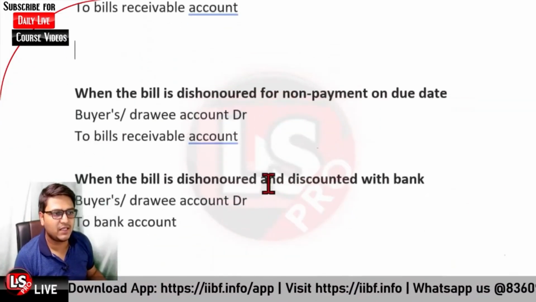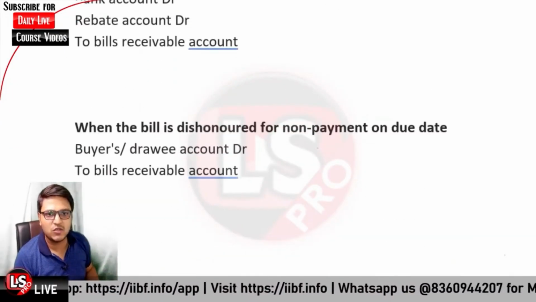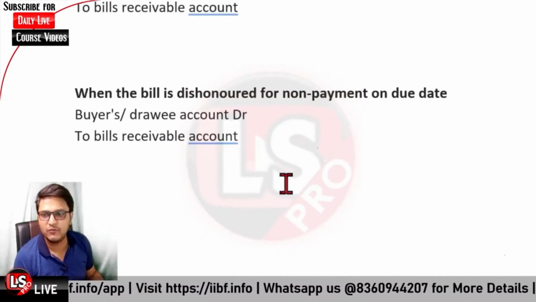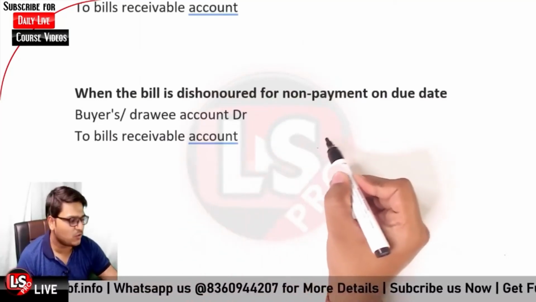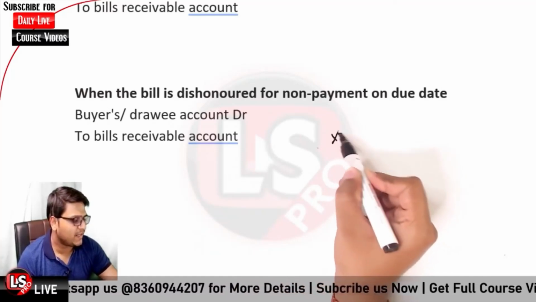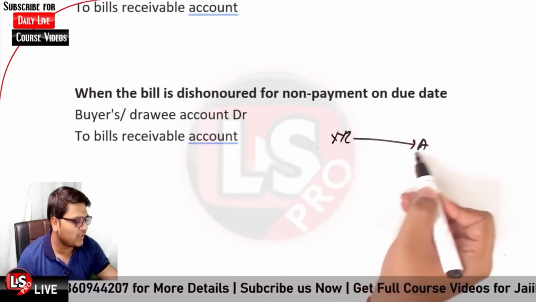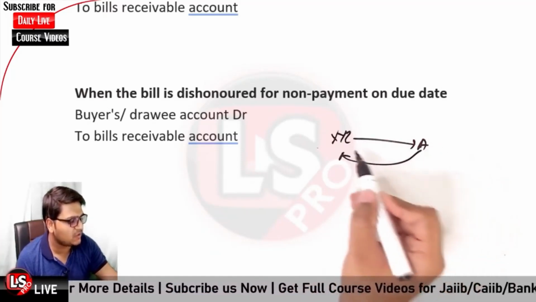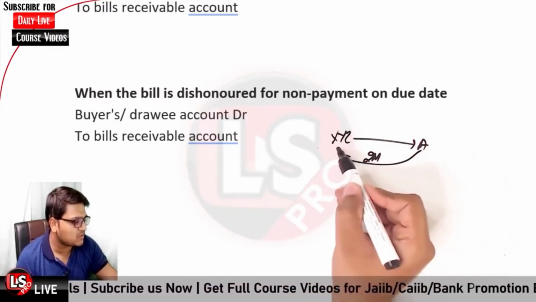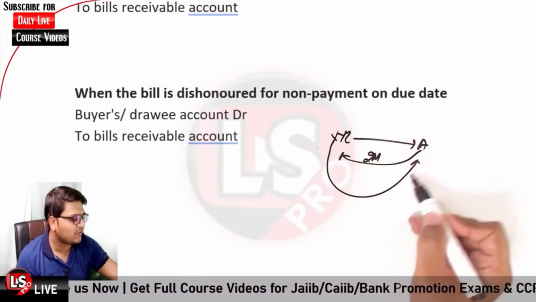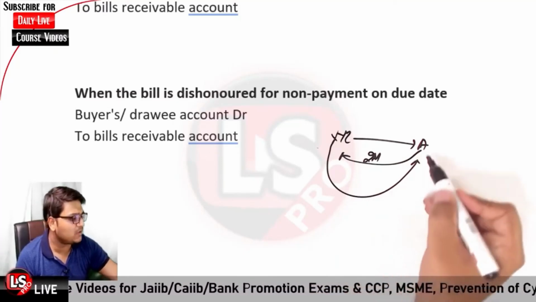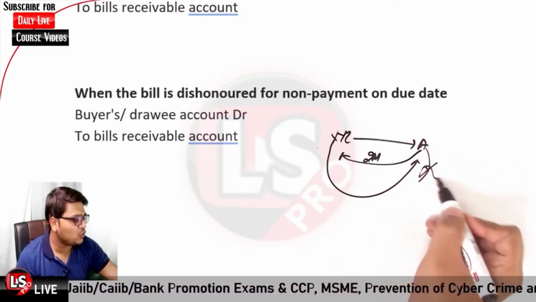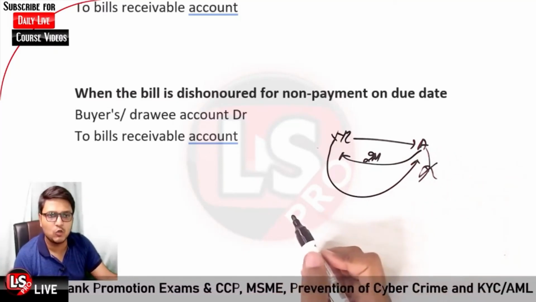After that it says, when the bill is dishonored, very important. Why important? Now the same scenario goes on: XYZ draws a bill on A, accepted by A, and it was to be paid after 2 months. Now XYZ presented the bill after 2 months. On the due date the bill was presented, and A was unable to pay the amount.